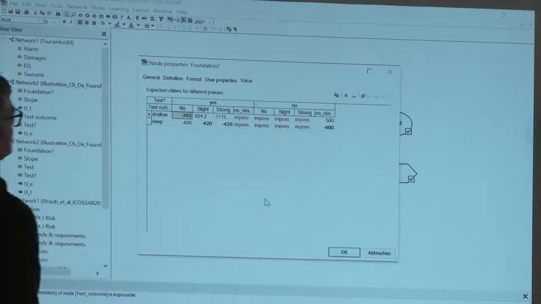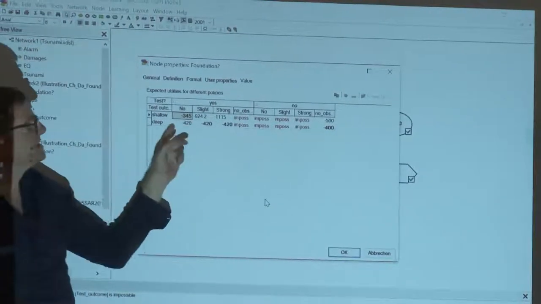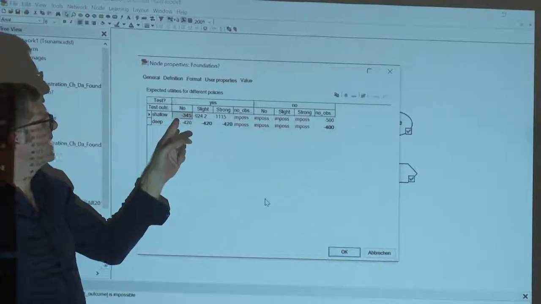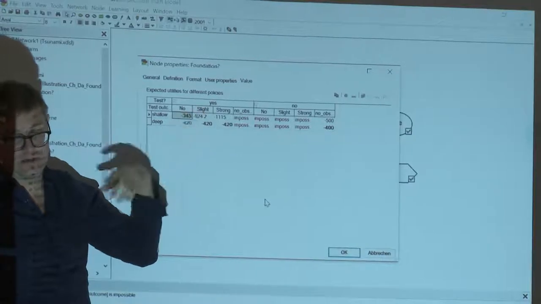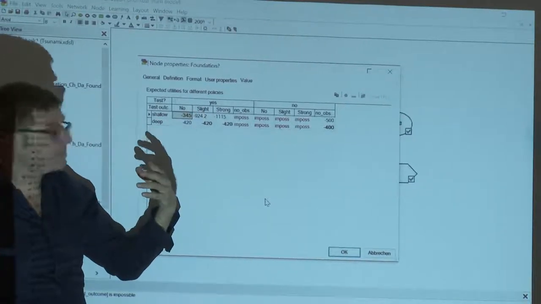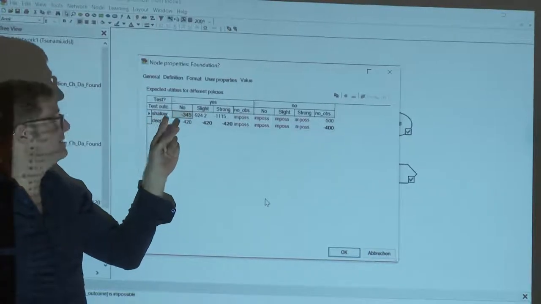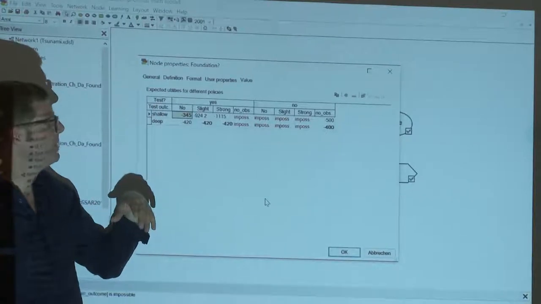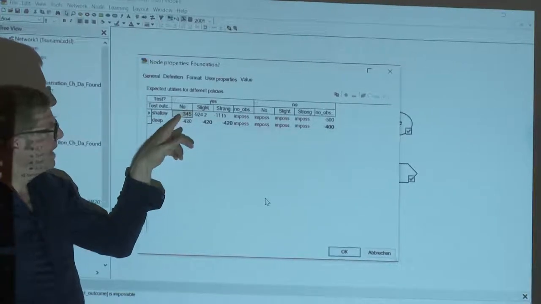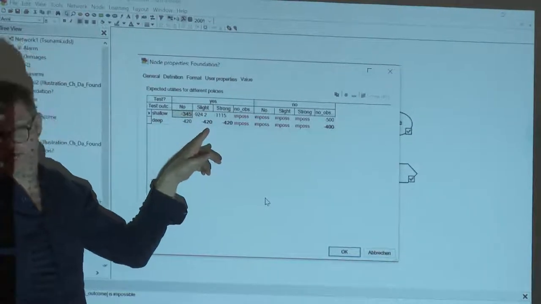Still the same. So the prior decision in a way is still the same. When we do the posterior, it tells us that if I find in the test that there is no movement, then I should choose the shallow foundation because that gives me a lower cost, higher utility. And otherwise, I'm still choosing the deep foundation.